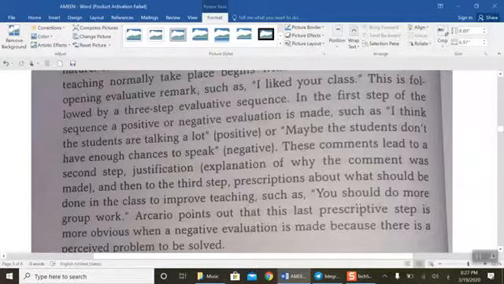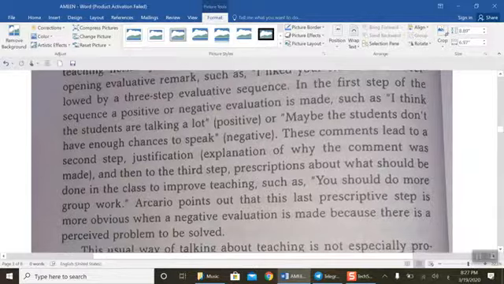For example, you should do more group work. This is very important. For example, as I told Mr. Ali that your students do not speak English, he will give justification. Then you have to give prescription about this, as if this is a problem, how to prescribe it, how to deal with this problem.